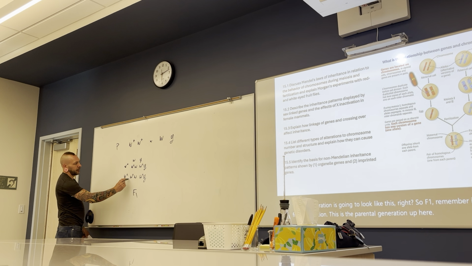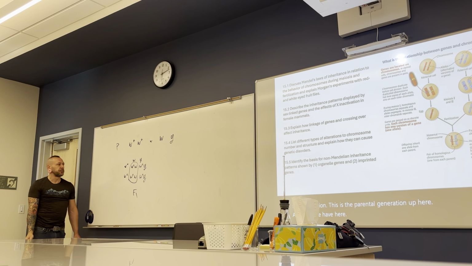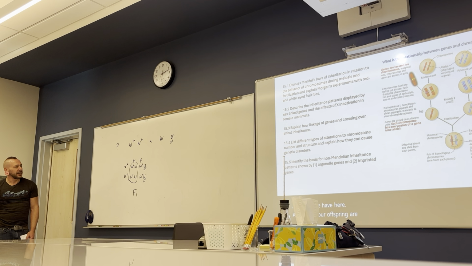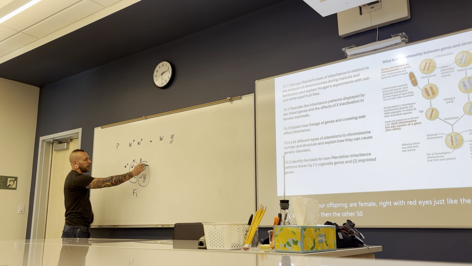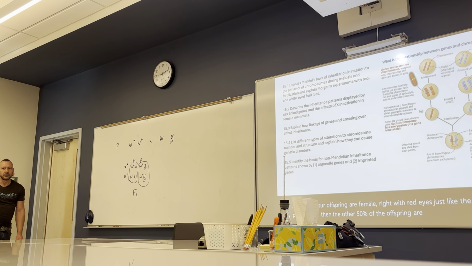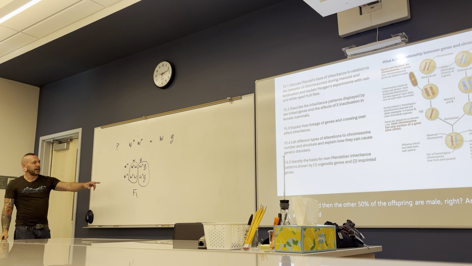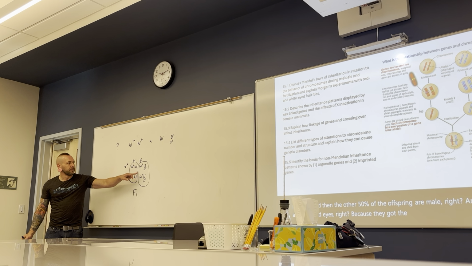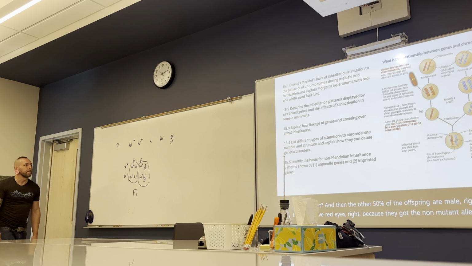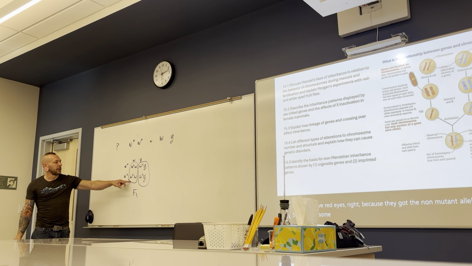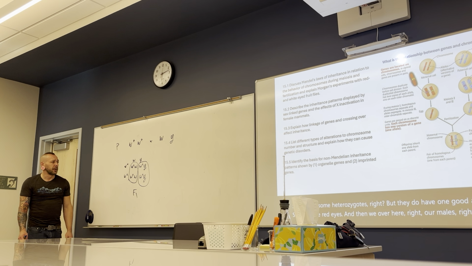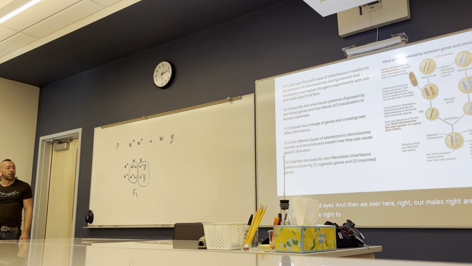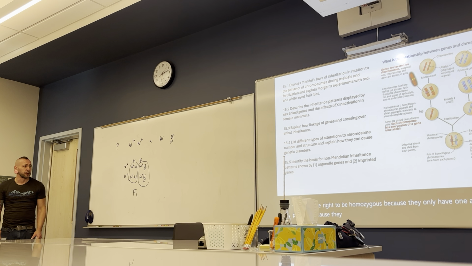And what we have here are 50% of our offspring are female with red eyes, just like the parents. And the other 50% of the offspring are male, and they also have red eyes, because they got the non-mutant allele and a Y chromosome. So we have some heterozygotes, but they do have one good allele, so they have red eyes. And over here, our males are obligate hemizygous because they only have one allele possible, because they only have one X chromosome.